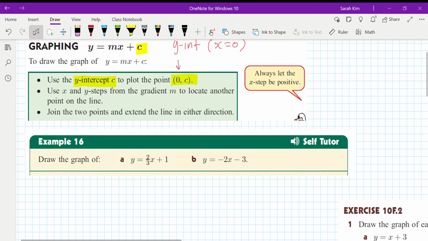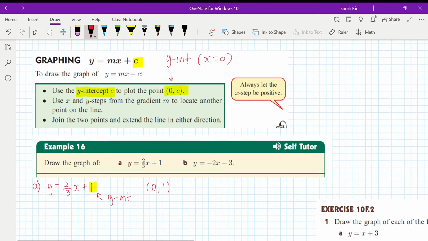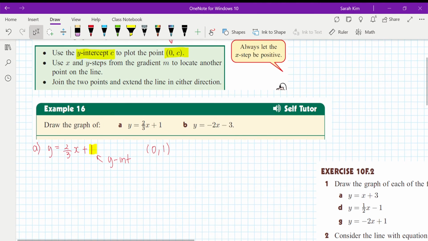So if I have a look at A, let's do A first. My equation is y equals 2 over 3x plus 1. I need to determine what my y-intercept is. And remember, it's always the constant number, a number that's by itself. So that is my y-intercept. I should be able to write it as a coordinate, so simply (0, c), which is (0, 1). So that is the y-intercept. I need to plot that point first. That's the first step I needed to do.